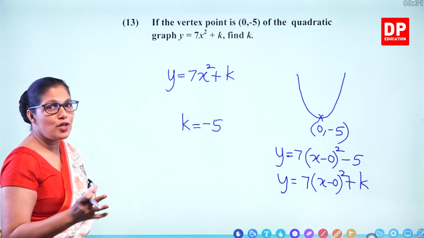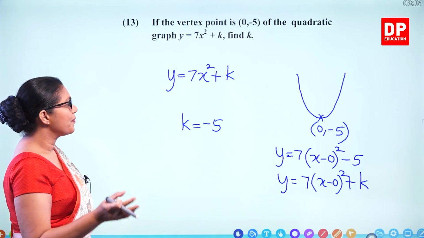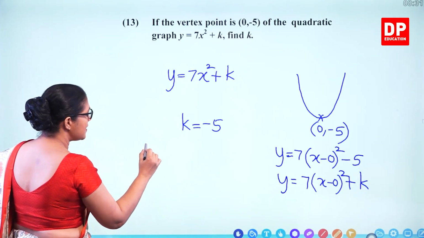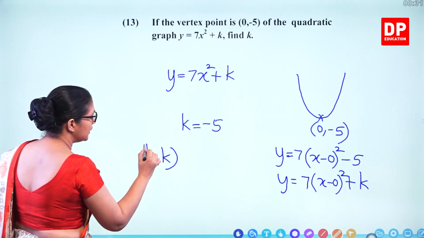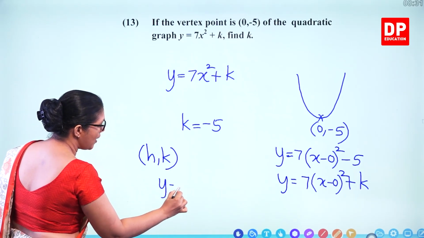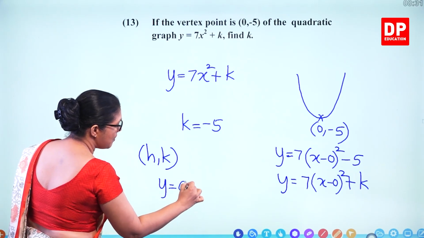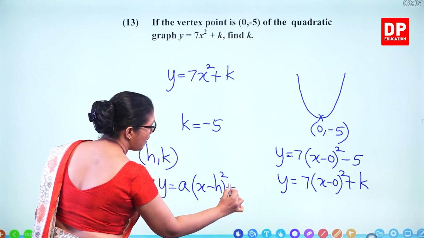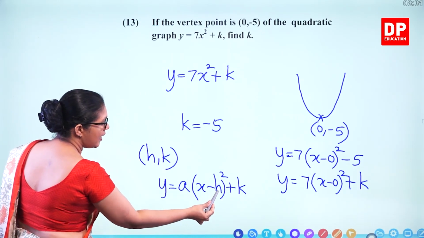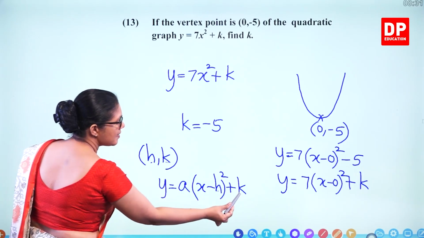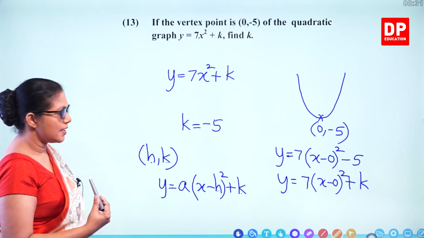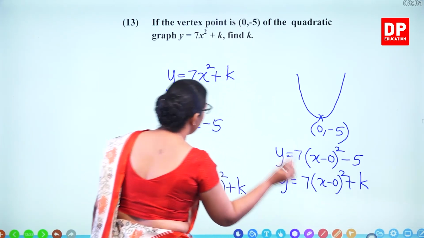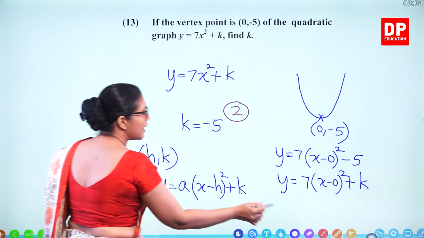So remember, when you get a quadratic equation, how do you find the vertex? If the vertex is (h, k), you can write down the equation like this. There can be any value in front: x minus h squared plus k. So here h is this number, k is here. So that's the vertex part. Remember that you get 2 marks for identifying the k value.